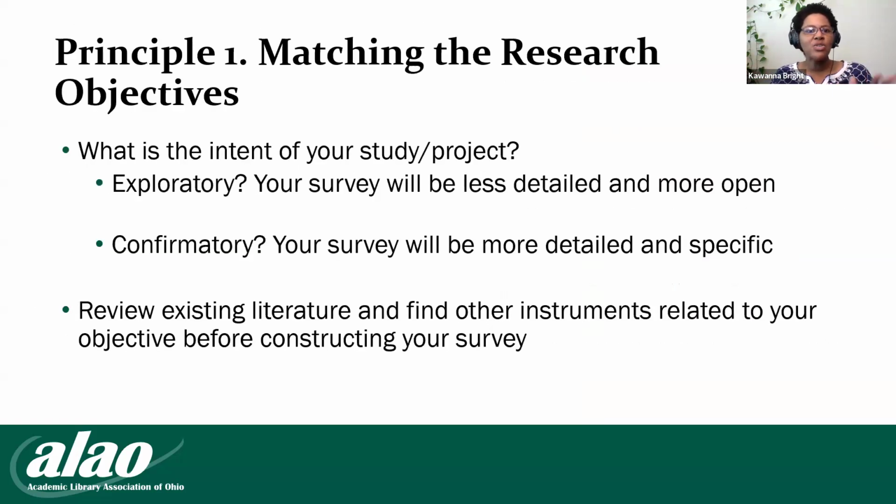First one is probably the easiest one of all. Back to the intent. What are you hoping to get out of your study, out of your project, out of this survey you're designing? If you're trying to do something that's exploratory, you're probably going to have a shorter survey. It's going to be less detailed. It's going to be more open, and it's probably going to be qualitative in nature. If you're trying to confirm something with your study, trying to show that what you thought is exactly what you're seeing, you want percentages, then it's probably going to be a much more detailed and specific survey.